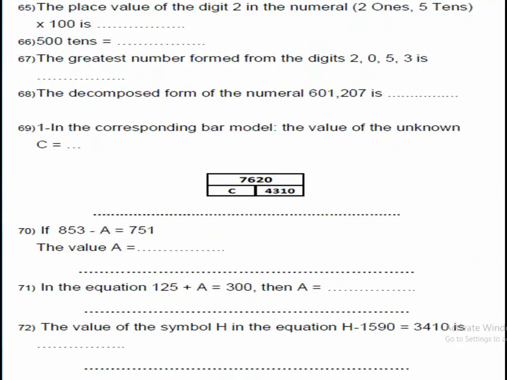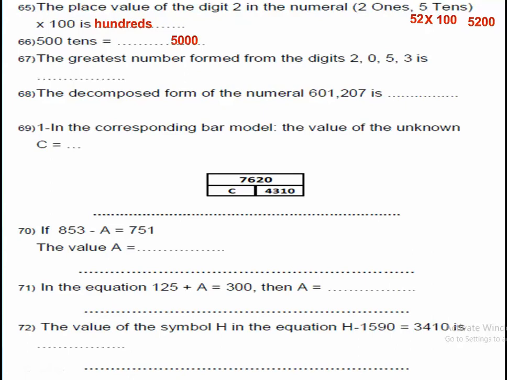The place value of the digit 2 in the numeral 2 ones and 5 tenths. Okay, let's write the numeral 5 tenths 52. Okay, and multiplied by 100, it will be 5,200. So the value of 2 here is, or the place value of 2 here is 200. 500 tens. Here, when we have a question like this, tens has 0, so it will be 500, and add this 0, it will be 5,000.